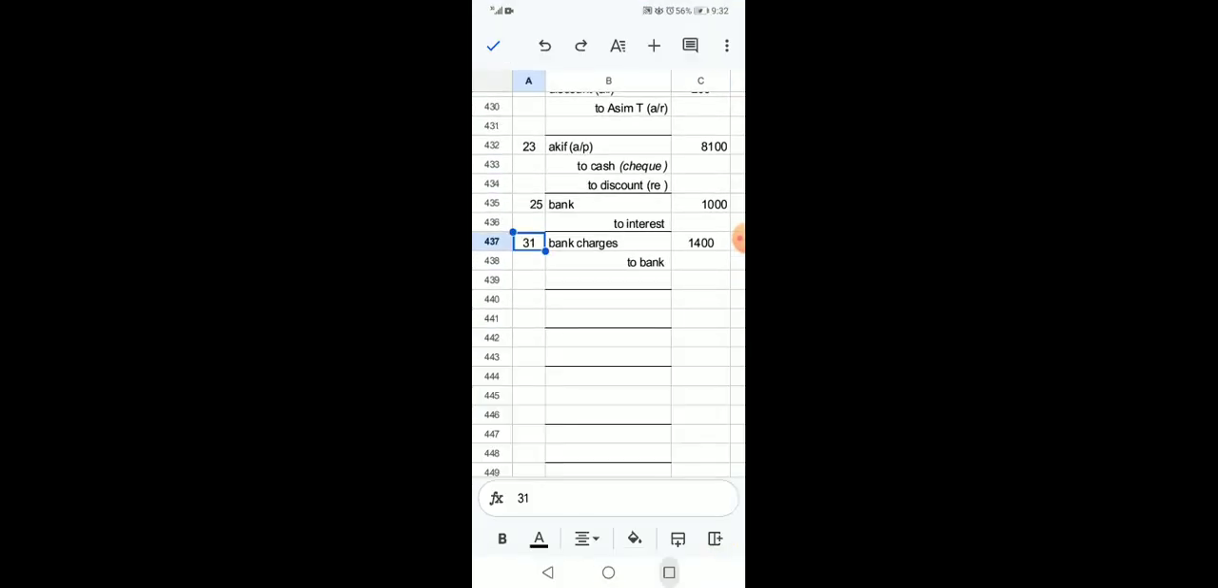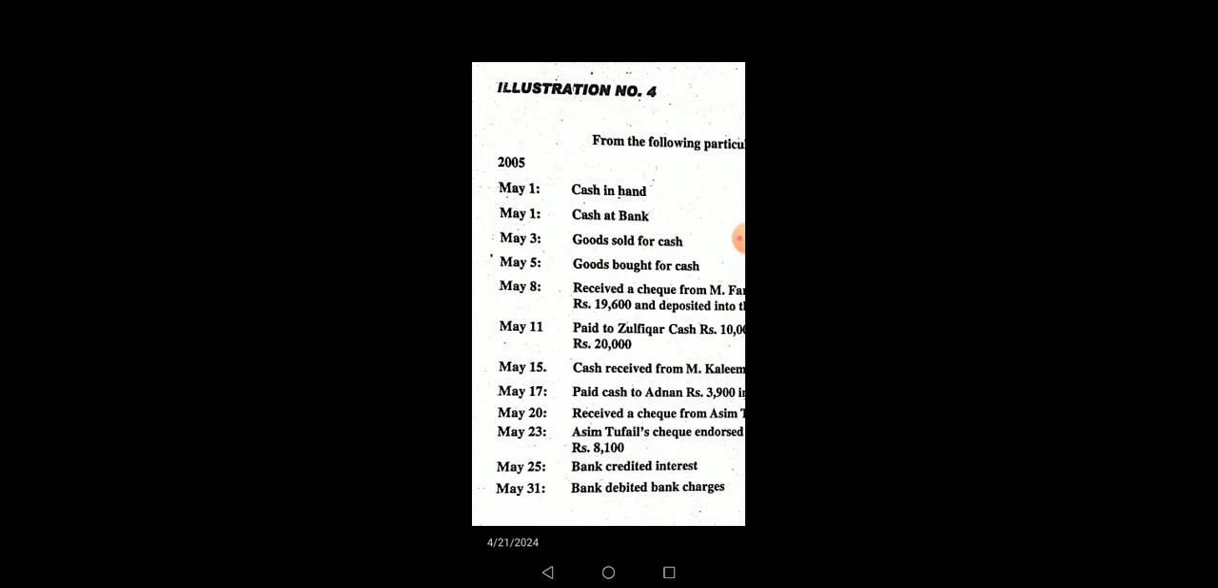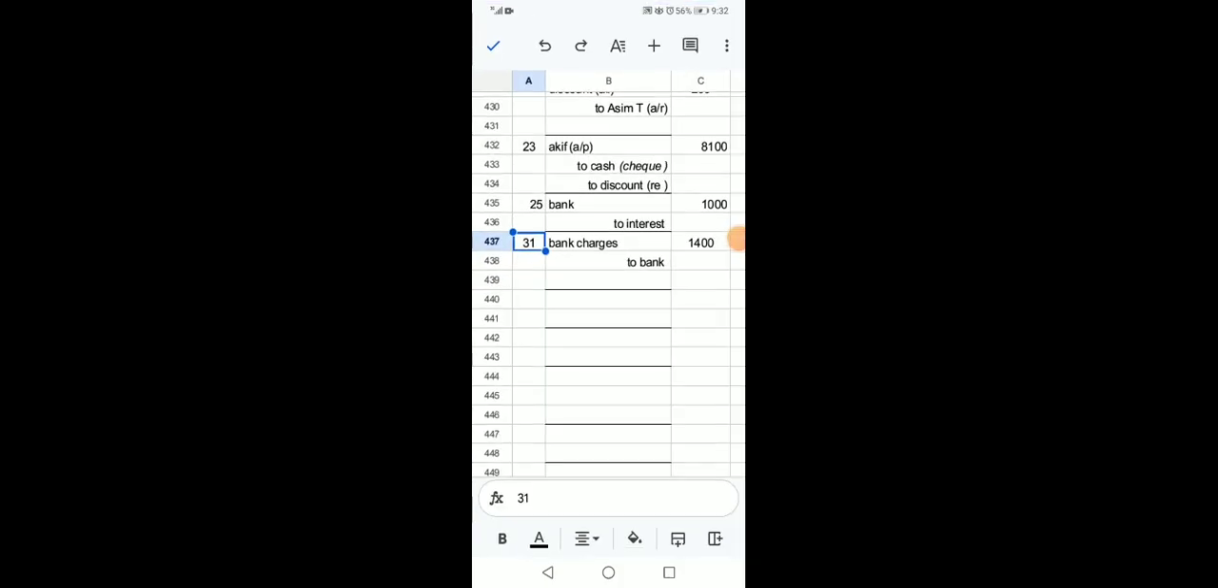All right, the total entries were up to 31 and we have completed all the journal entries from May 1 to 31. Now look at this. These many journal entries we have completed step by step. All of the journal entries are now completed. Consider it part A of this illustration completed.